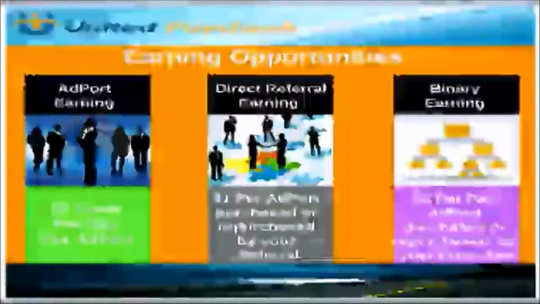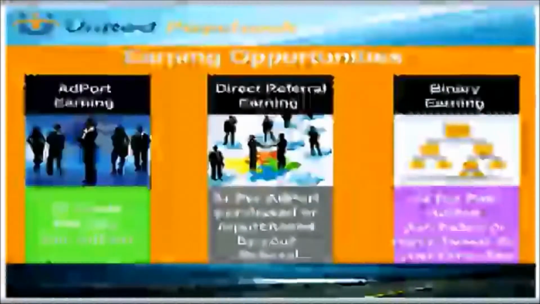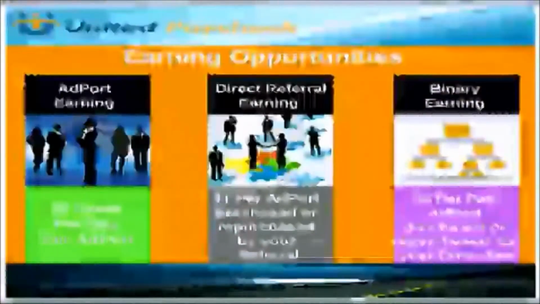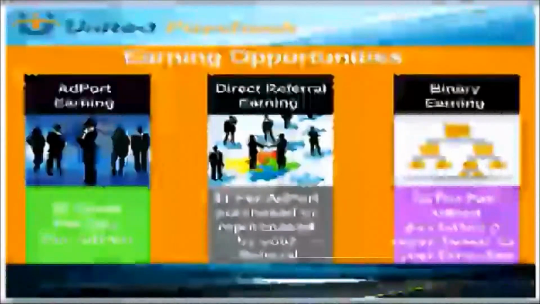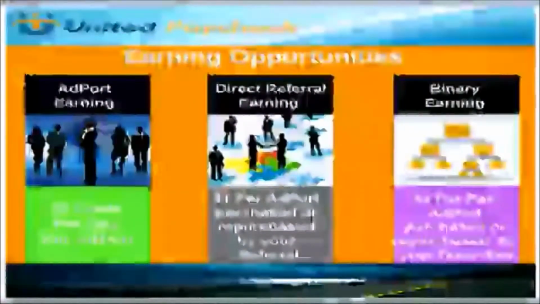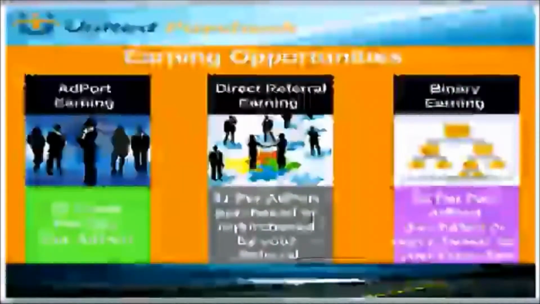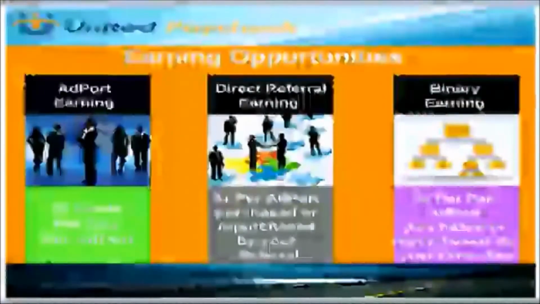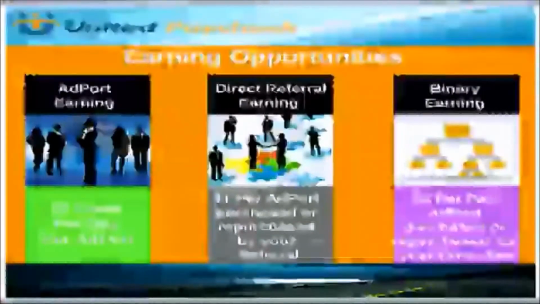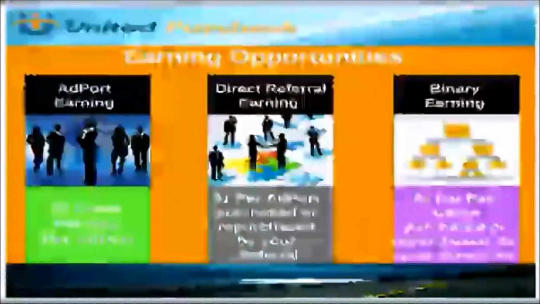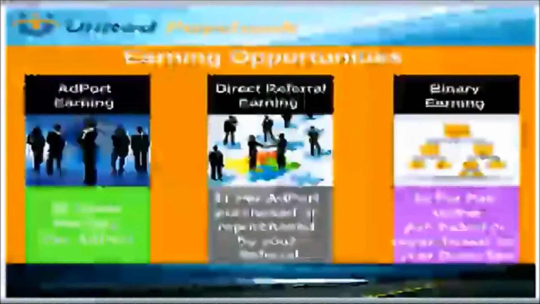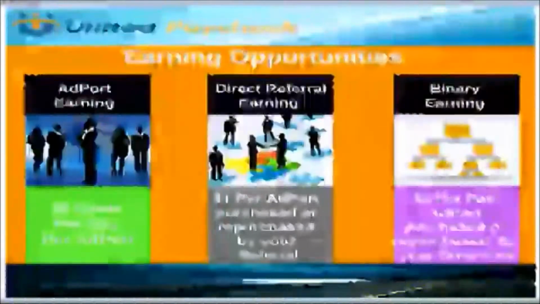Number 2, direct referral earning. This is where you directly refer a third person to the business, and for every ad-port they purchase, you get $1. So $1 per ad-port purchased or repurchased by your referral. Number 3, which is binary earning. This is where you earn $2 per pair of ad-ports purchased or repurchased by your downline.